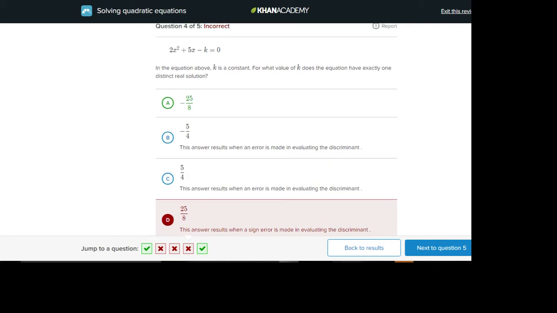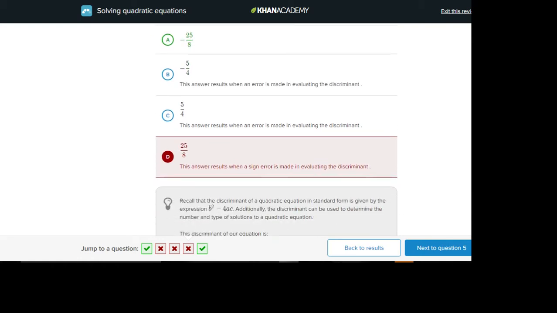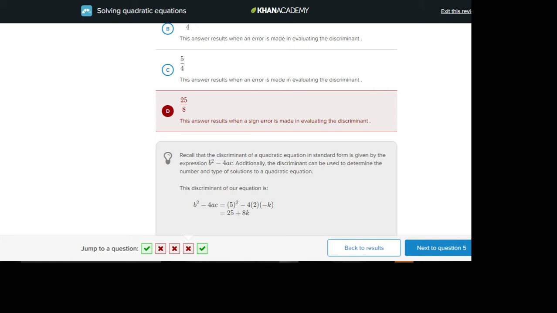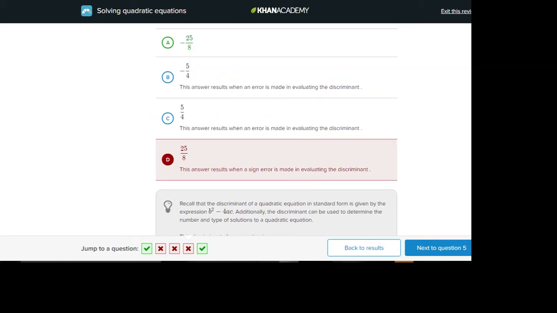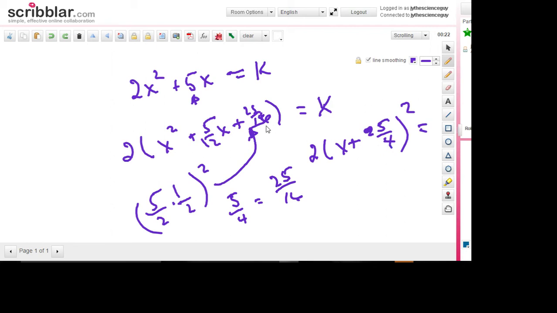What did I miss? 2, 4. Does the equation have exactly one distinct solution? Did I do something mathematically wrong here? 2, 4.